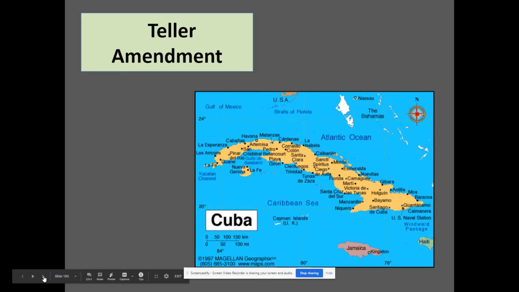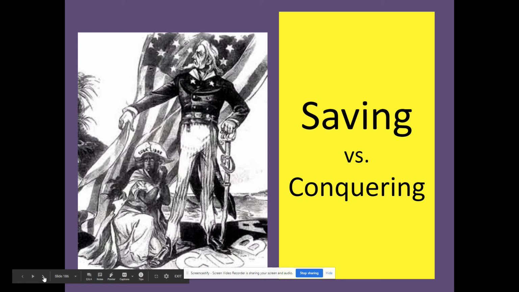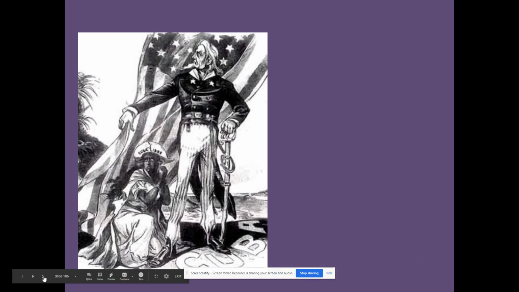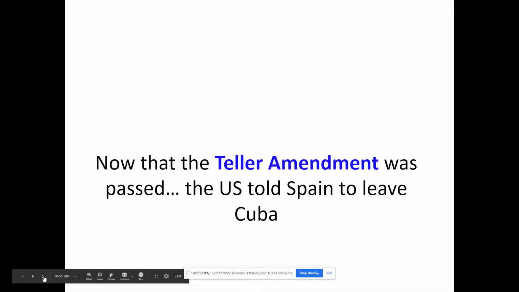They passed what was known as the Teller Amendment. The Teller Amendment was an amendment to the Declaration of War against Spain. And it basically said, you know what? We are fighting this war to save the Cuban people. We won't conquer them. In fact, if we win a war against Spain, that's great, but we are not allowed to take over Cuba. If we go to war against Spain and win, we absolutely, according to the Teller Amendment, have to let Cuba go free.